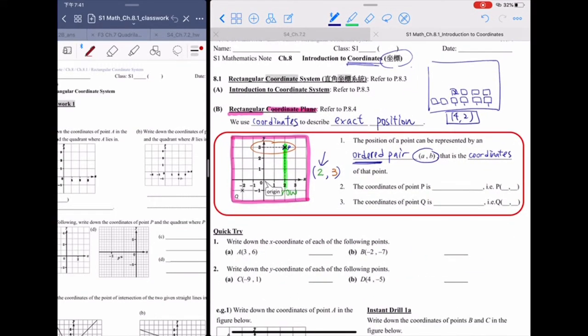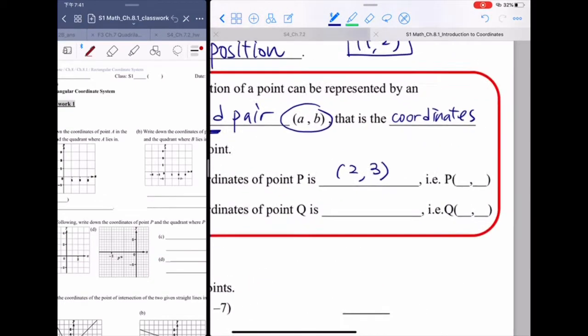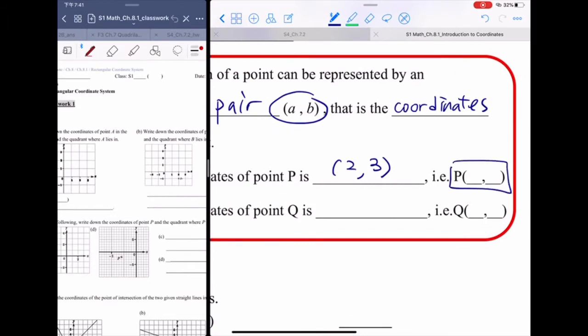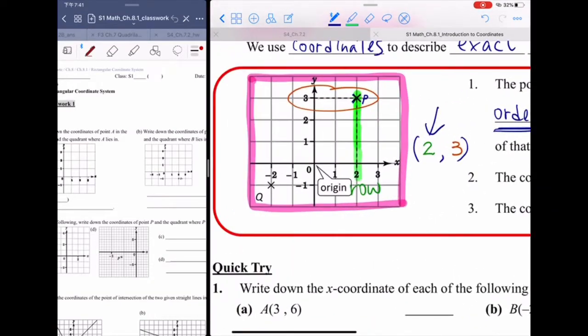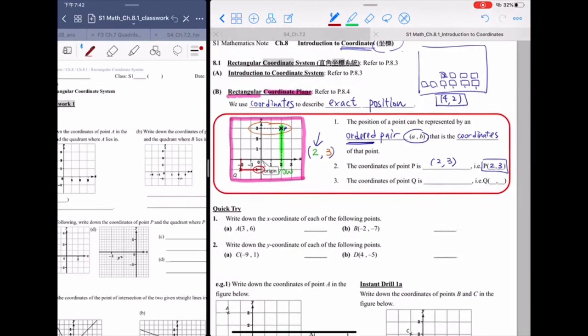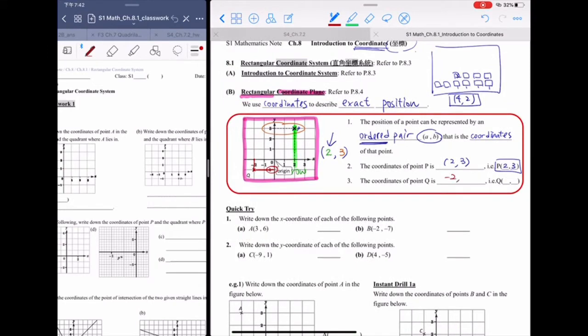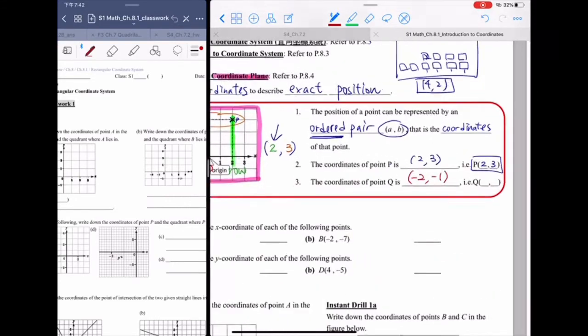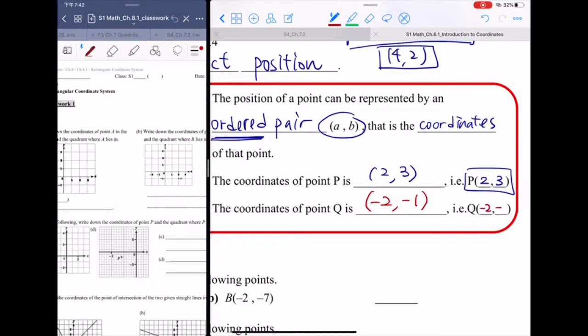Alright, so for P, it is bracket 2, 3. And we can have this short method to talk about the coordinates of P. And then we have another point here. I'll give you 10 seconds to try to tell me the coordinates for Q. So this is -2 and then -1. The answer will be -2 first, the -2 row, and then the -1. So here, -2, -1.